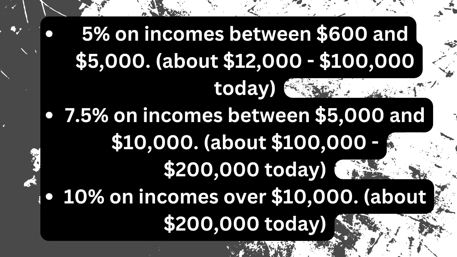So there would be a 5% income tax on all income between $600 and $5,000, which is $12,000 to $100,000 today. There would be a 7.5% tax on incomes between $5,000 and $10,000, which is $100,000 to about $200,000 today. And then there would be a 10% tax on incomes over $10,000, which today would be over $200,000. The Revenue Act of 1864 also strengthened the enforcement measures to be able to actually collect all the taxes. This act in 1864 increased federal revenue, making income taxes a cornerstone of Union financing.